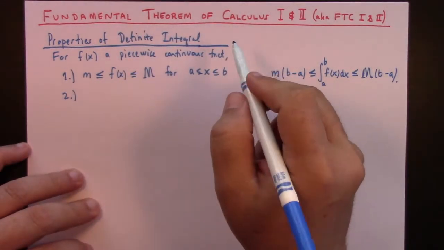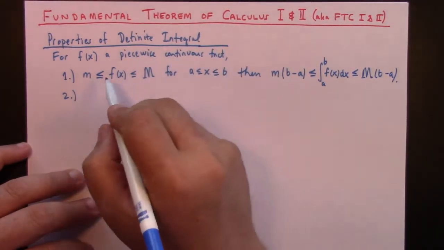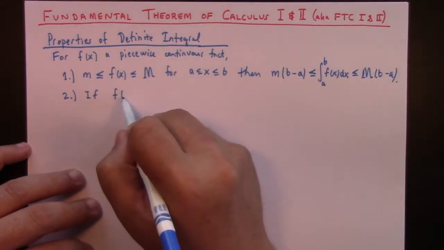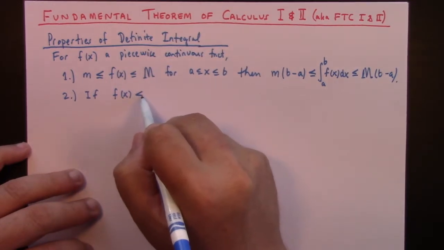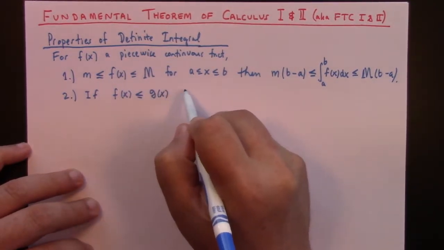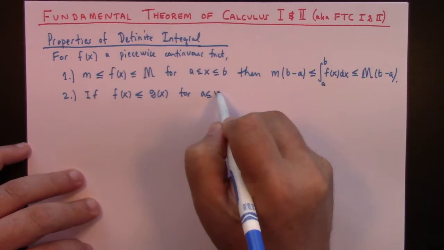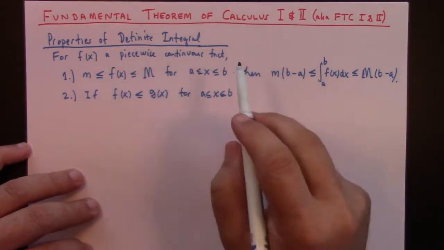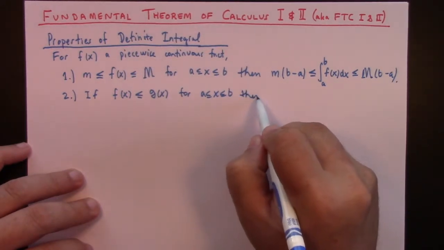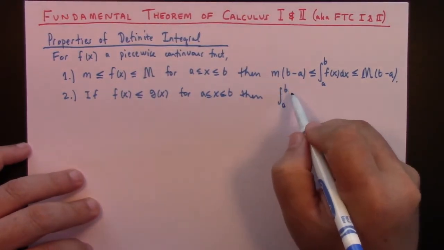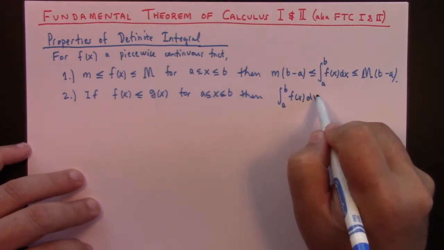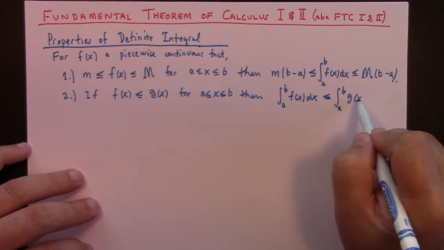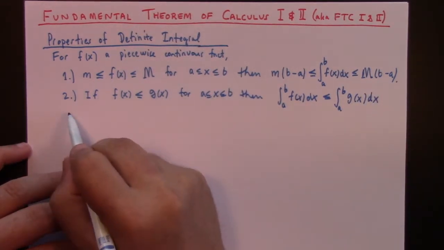Somewhat relatedly, suppose g of x is also piecewise continuous, all right? And if you have f of x less than or equal to g of x for a less than or equal to x less than or equal to b, it's fairly clear that the area bounded by g can be bigger than the area bounded by f, right? So then the integral from a to b of f of x dx is less than or equal to the integral from a to b of g of x dx. All right, so that's an important one to know.